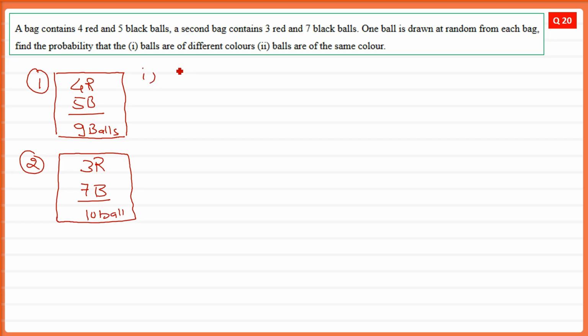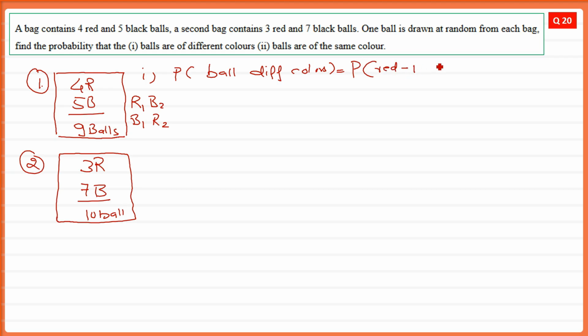The first one is: balls are of different colors. What does it mean? 2 balls are being picked up. So we will write the probability of balls of different colors. This is only possible when you get a red from one and black from the second, or vice versa, that is black from one and red from another. So we'll write it as R1, B2. R1 represents red from one, B2 represents black from two. Then B1, R2. B1 represents black from first and R2 represents red from second. This is how it's going to be written in the probability.